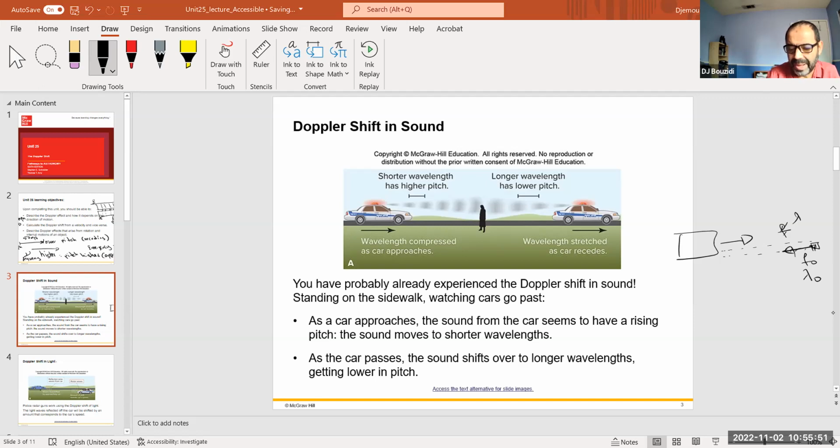The difference between the two wavelengths, divided by the actual wavelength. If he's using sound, he has to multiply it by the speed of sound. If he is using light, he has to multiply it by the speed of light. That is going to give you the relative velocity with which that vehicle is moving.